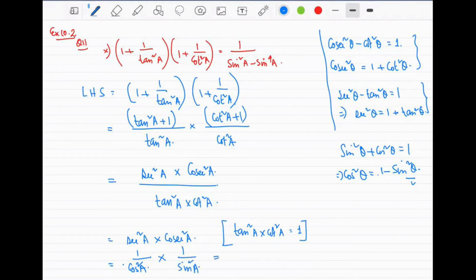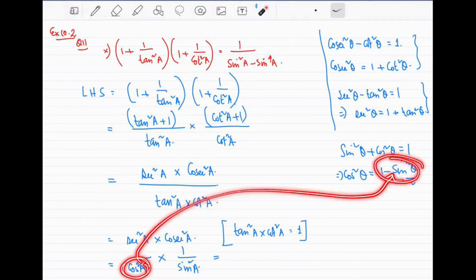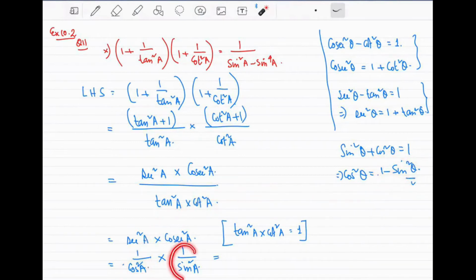And let us use this formula right here. Instead of cos square theta, we will write 1 minus sine square theta. So this cos square A, we will replace it with 1 minus sine square theta, which is sine square A if you remove the theta and replace it by A. So we will keep this the same. The cos square A, we will replace it with 1 minus sine square A. Do it then in the next step.